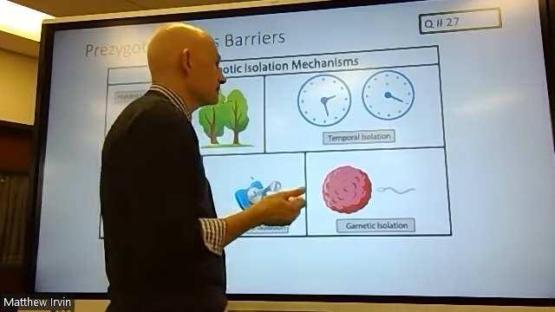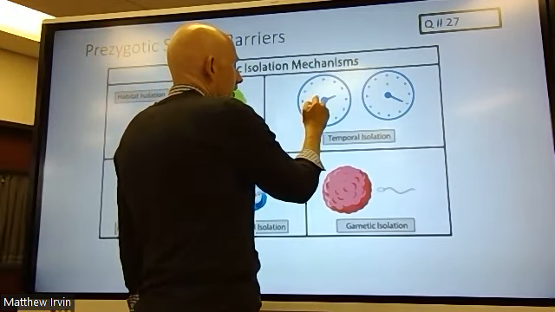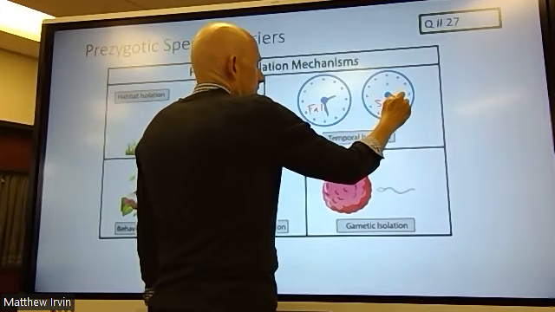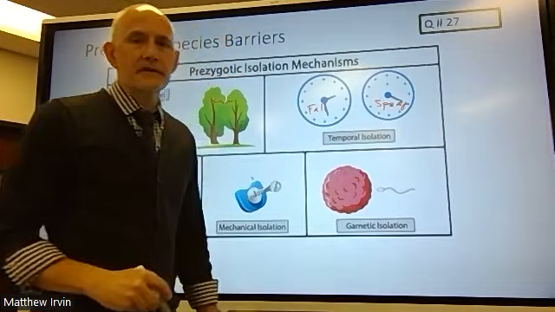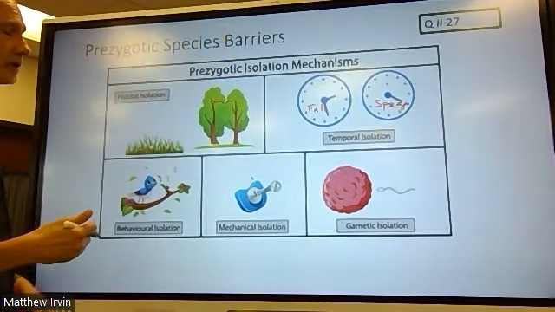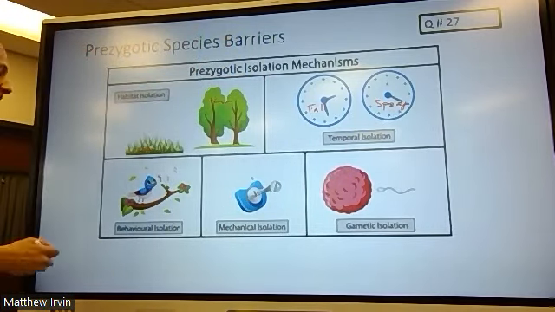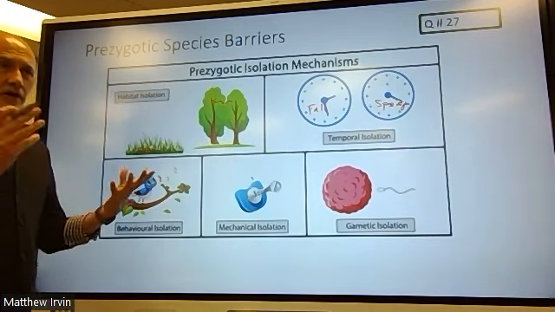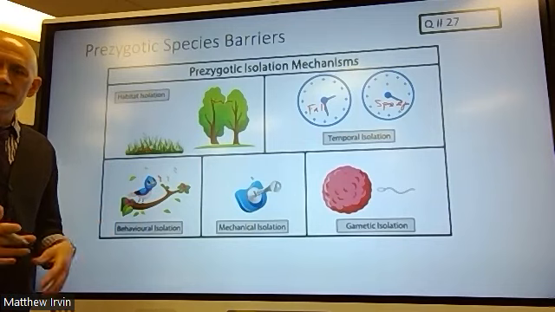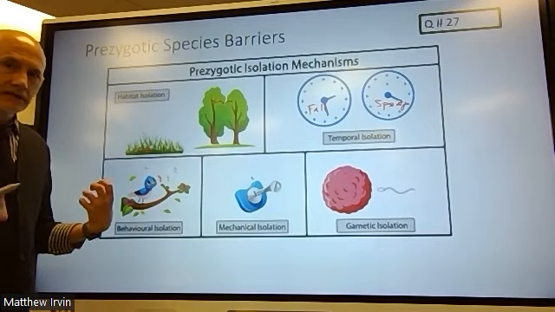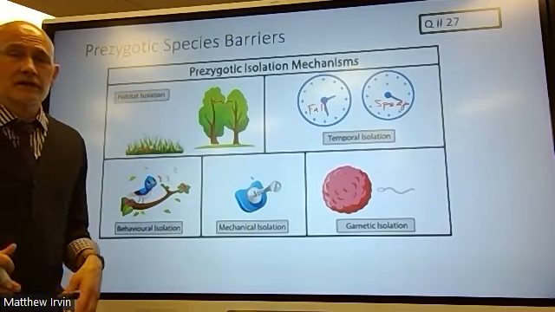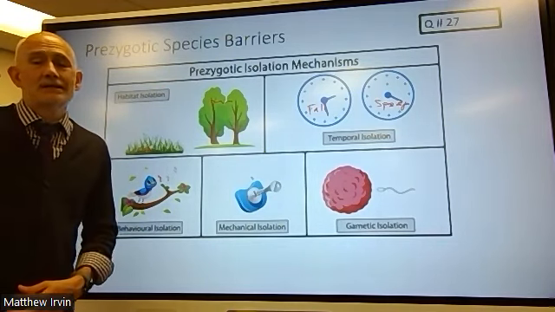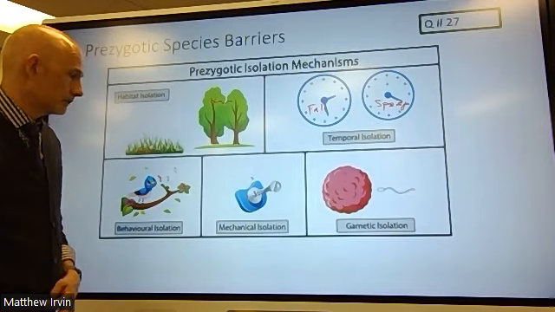Temporal isolation, so something breeds in the fall, another species breeds in the spring. So the ovulation cycles of the females are different, so they're not going to interbreed. Behavioral isolation, so different breeding songs, different mating behaviors, keep things isolated. So there's different birds of paradise. The female who is super particular about its own species is going to completely ignore another one.